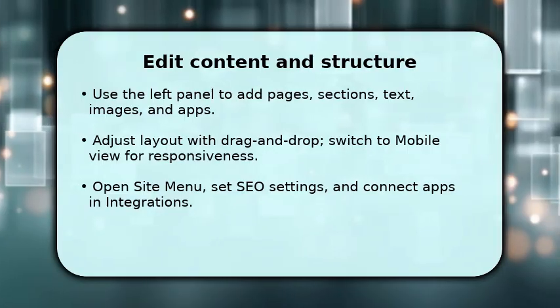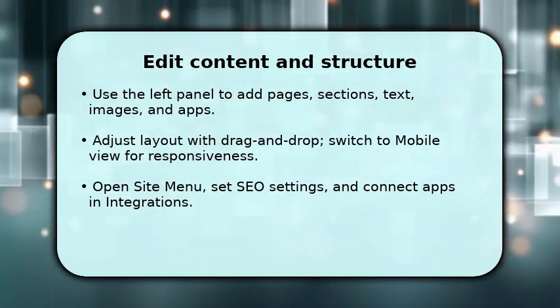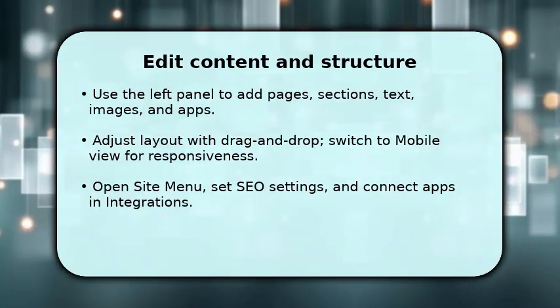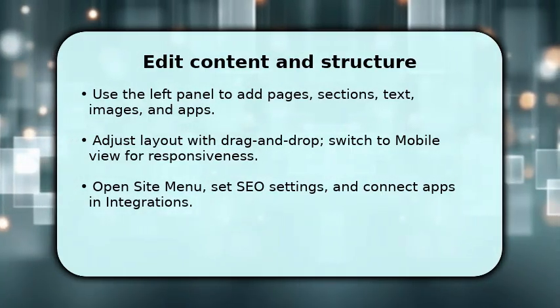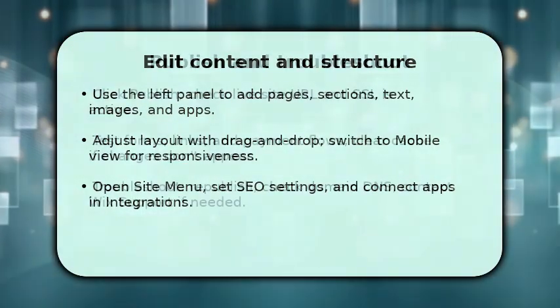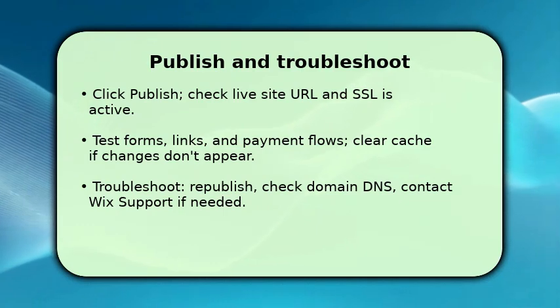Open the Site menu to reorder pages and set page permissions. Also, edit SEO settings per page to improve discoverability, and connect required apps or integrations so forms, bookings, or stores function. You finish by publishing and verifying the live site.